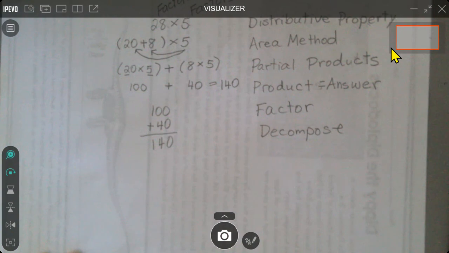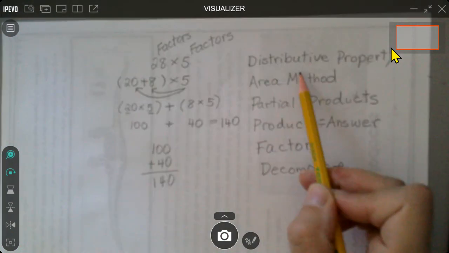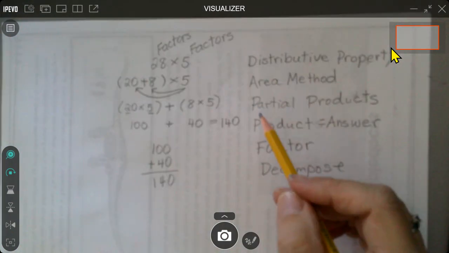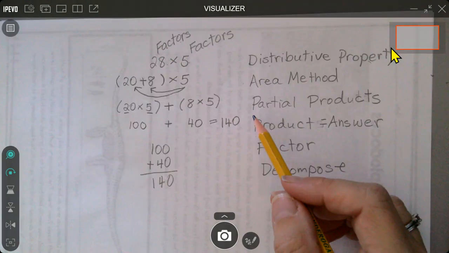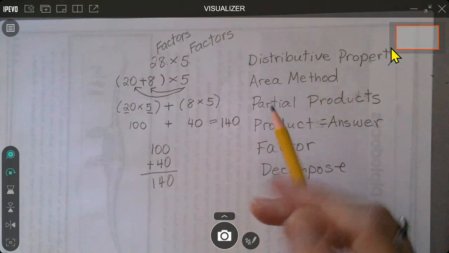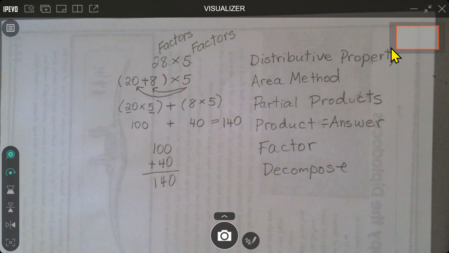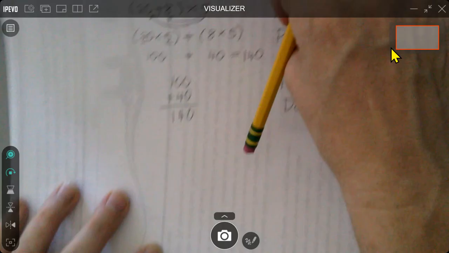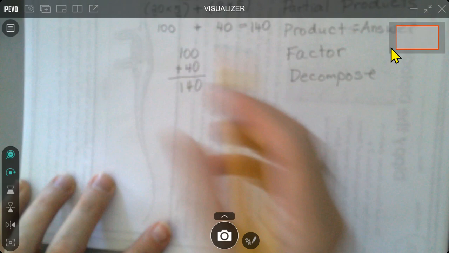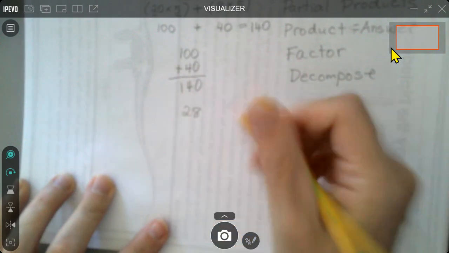Now, the next method I'm going to use is called the area method. This method is simply using the idea of area, length times width, but then breaking apart one factor into smaller pieces, easier to multiply numbers. So I'm going to use that same problem, 28 times 5.